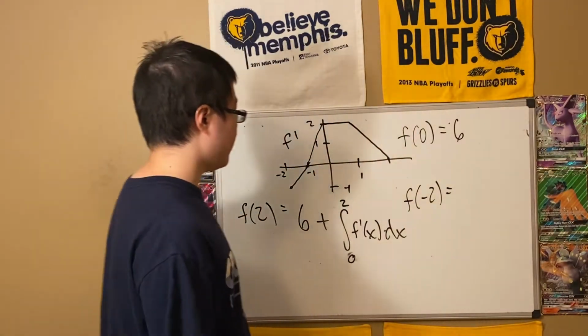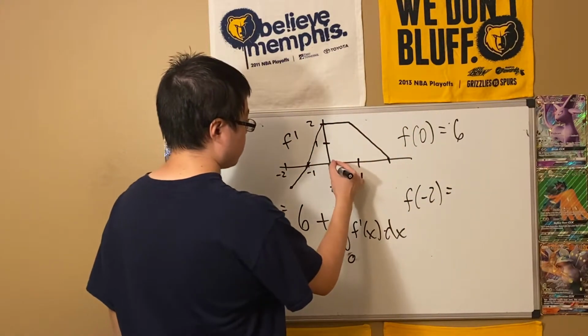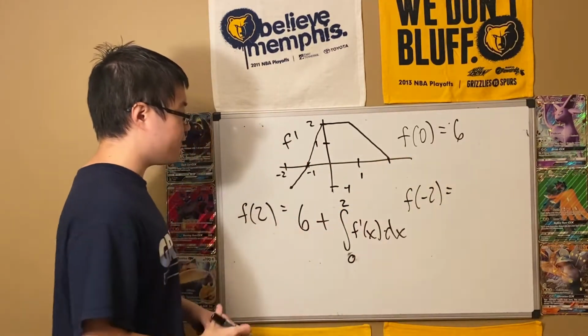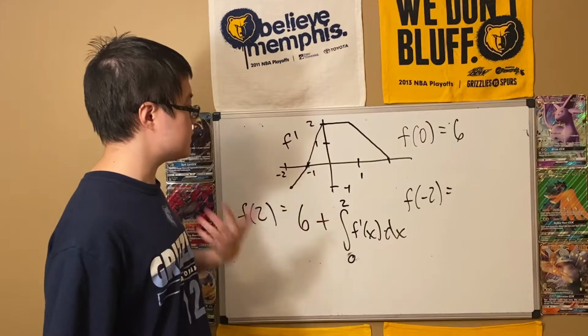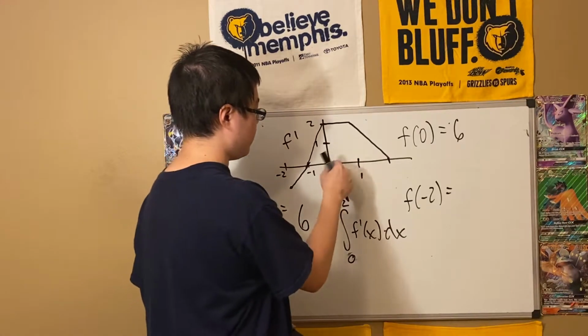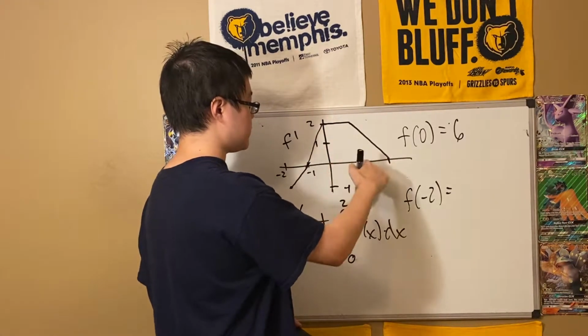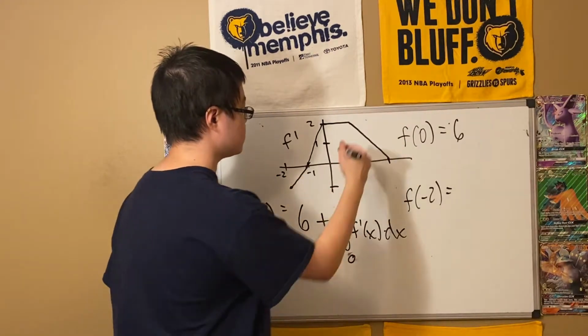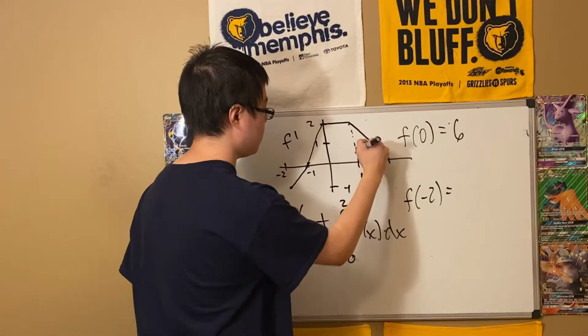And then how do you evaluate this integral with a picture? Well, we're going to find area. Of course, you don't find the area of the entire graph. You find the area between these 2 points, 0 and 2. So we're going to find the area from 0 to 2. Looks like it's a trapezoid. You can also break this up into a rectangle and triangle combination. I'm going to do that because I like that better.